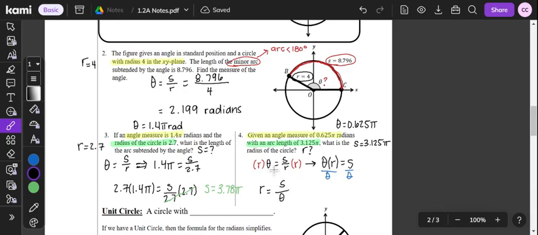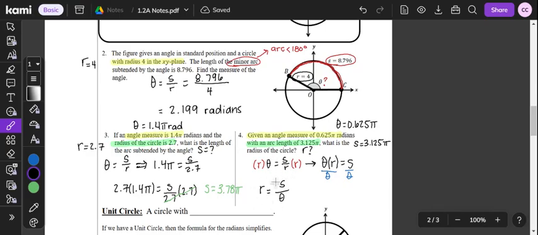Now, if you look at your original equation right here, theta equals s over r, and then you look at where we just ended, r equals s over theta, you'll notice that theta and r just switch spots. So in the future, a shortcut is if you are trying to solve for a variable in the denominator of a fraction, just switch it with the other side of the equation.